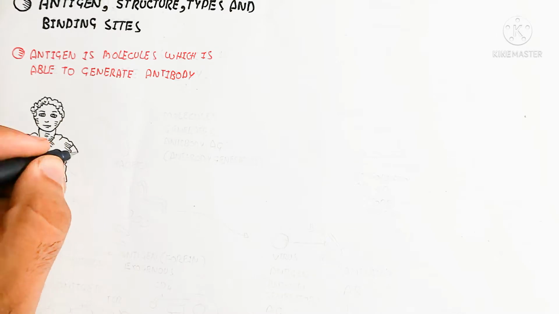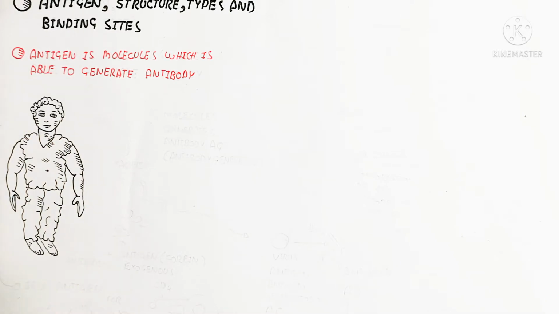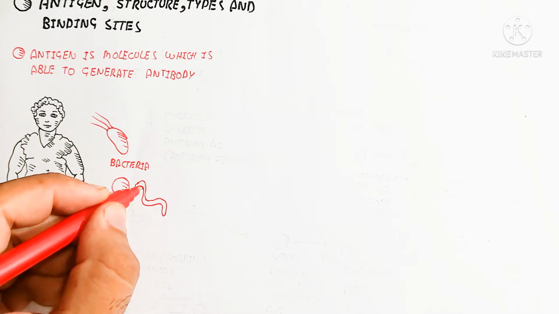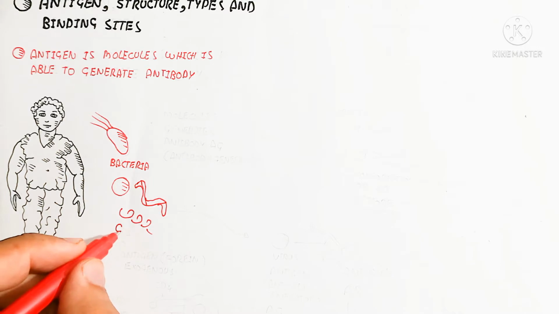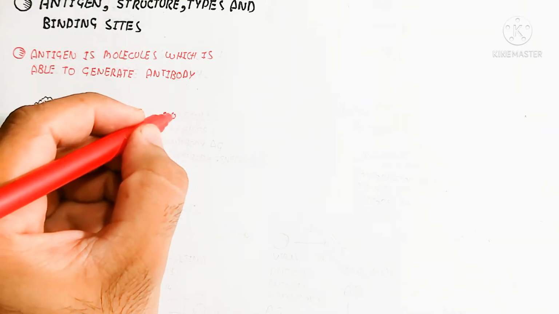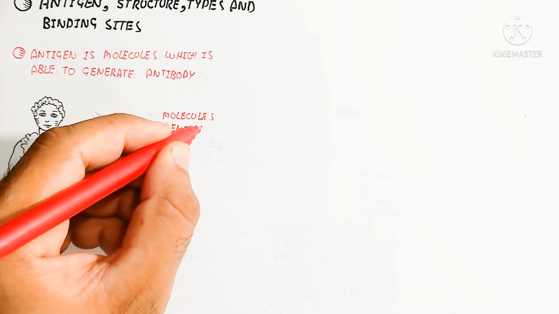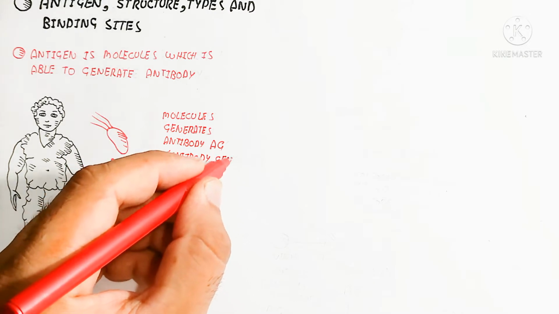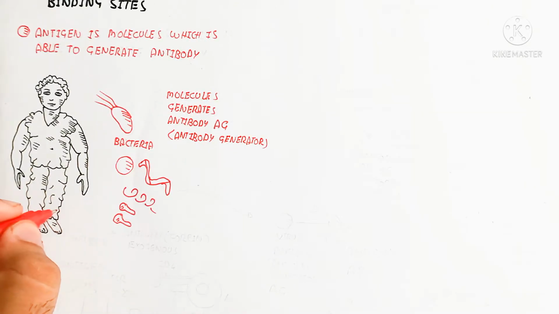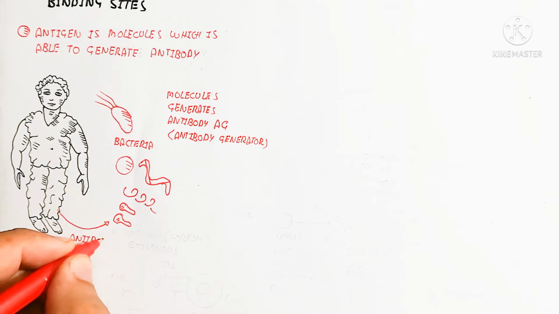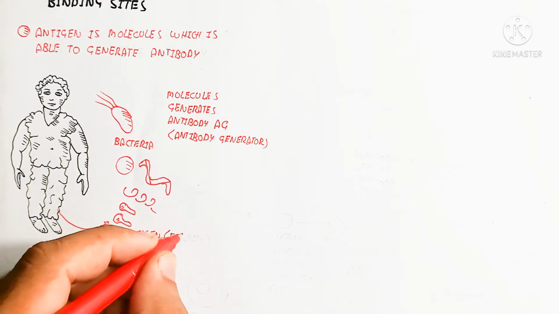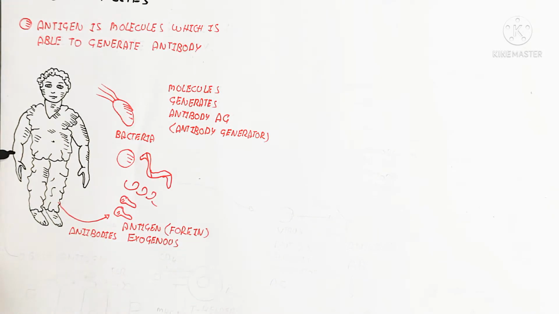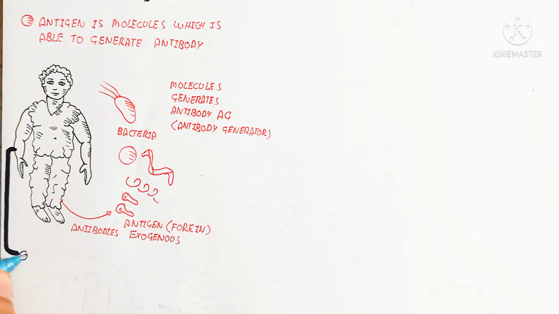First of all, the antigen that is present inside a person's own body is known as the endogenous antigen, while bacteria, viruses or some proteins that infect the human are the exogenous antigen. That is why it is called exogenous. The molecule that generates antibodies is also known as the AG, antibody generator, while the antibodies are produced against this antigen.